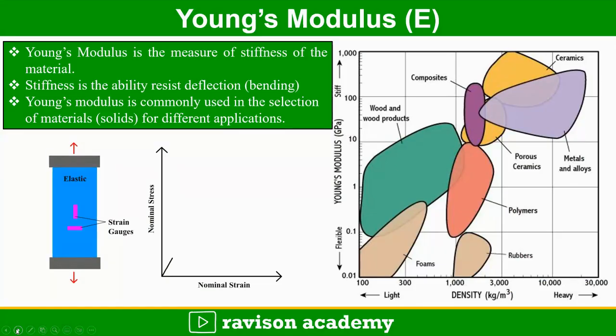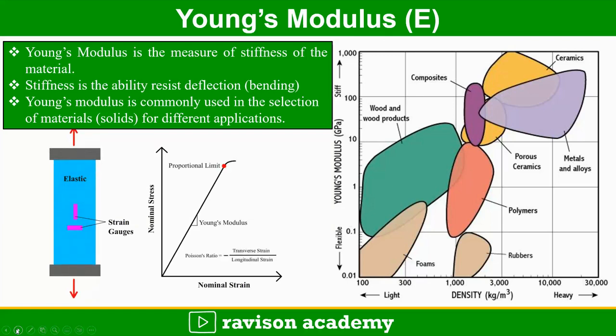The Young's modulus is the measure of the stiffness of the material. Stiffness is the ability to resist deflection. If the stiffness is more, deflection will be less. So the Young's modulus is commonly used in the selection of materials for different applications.